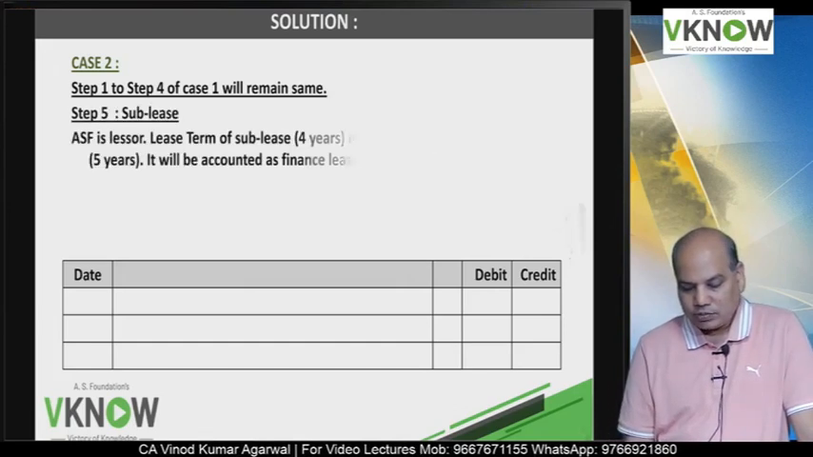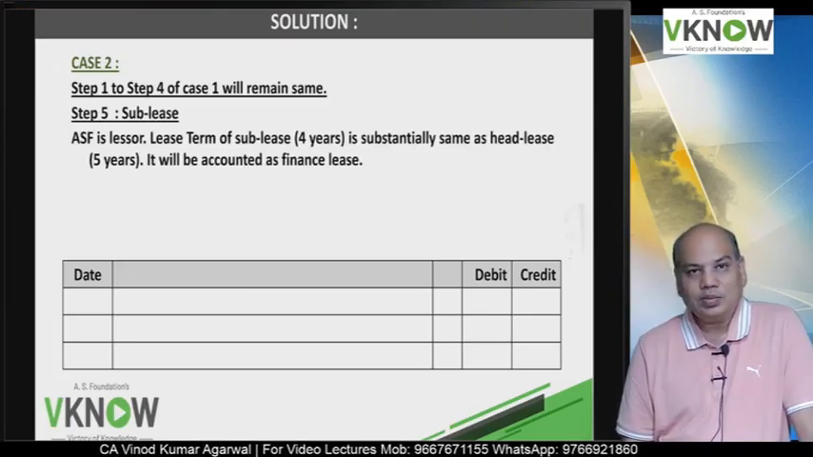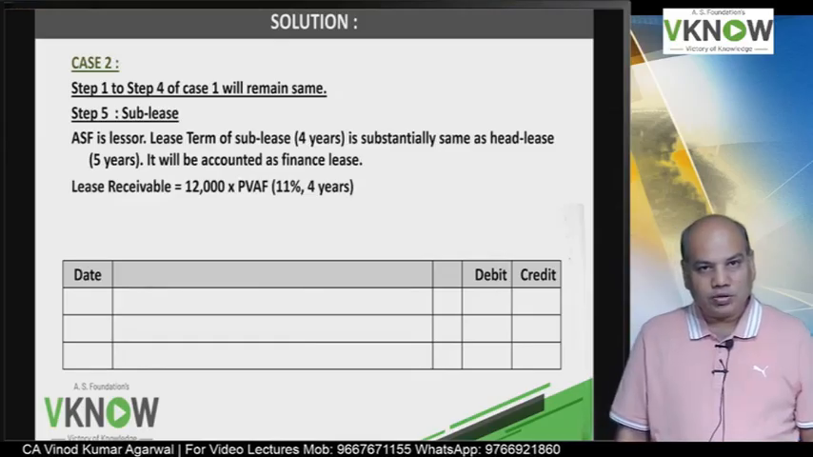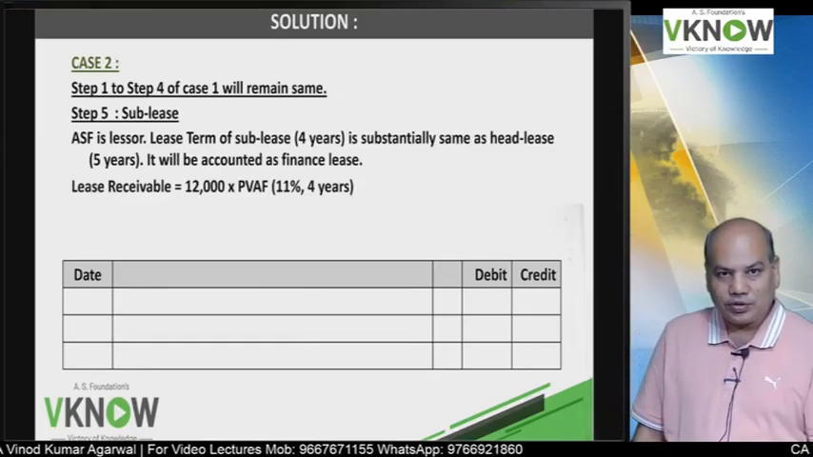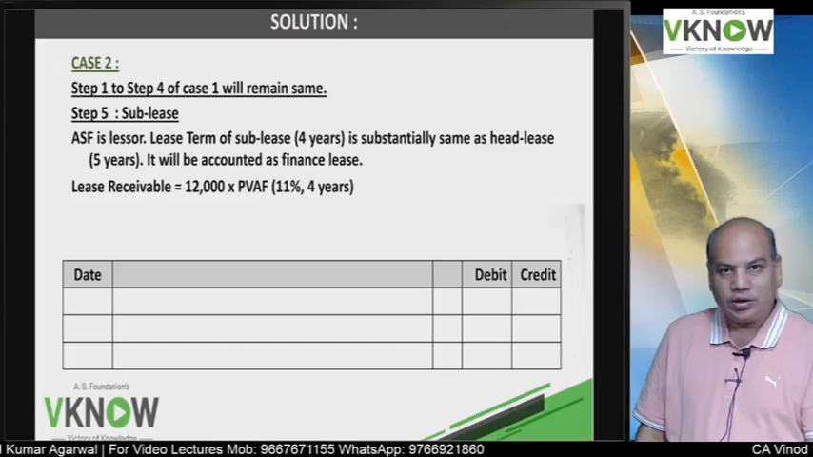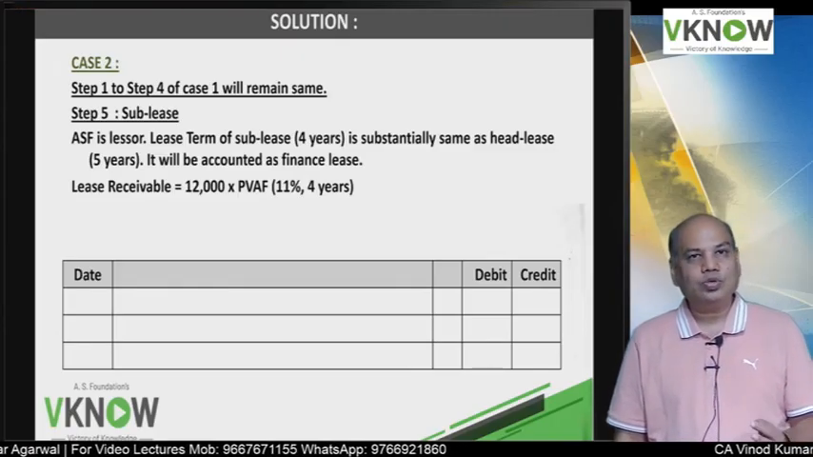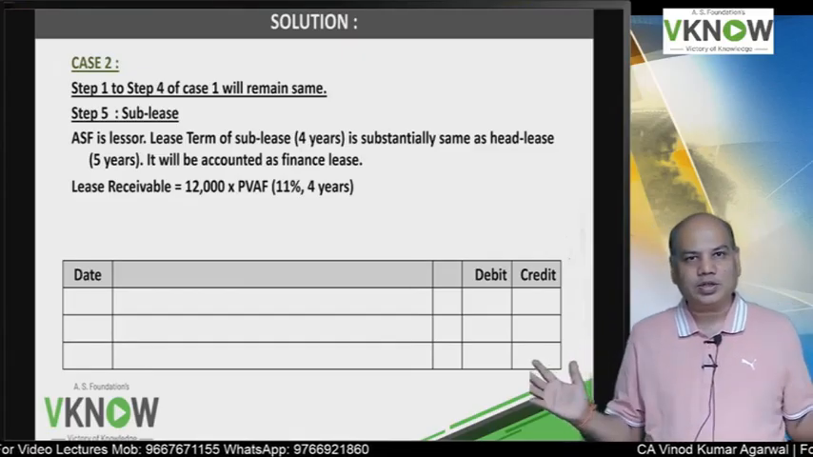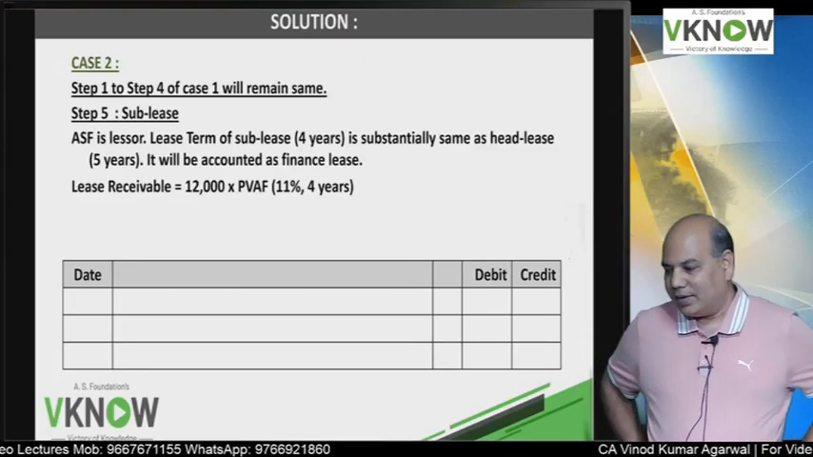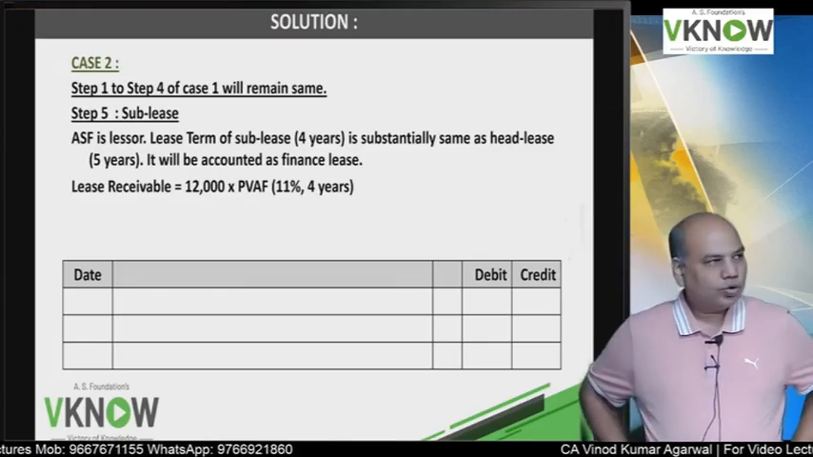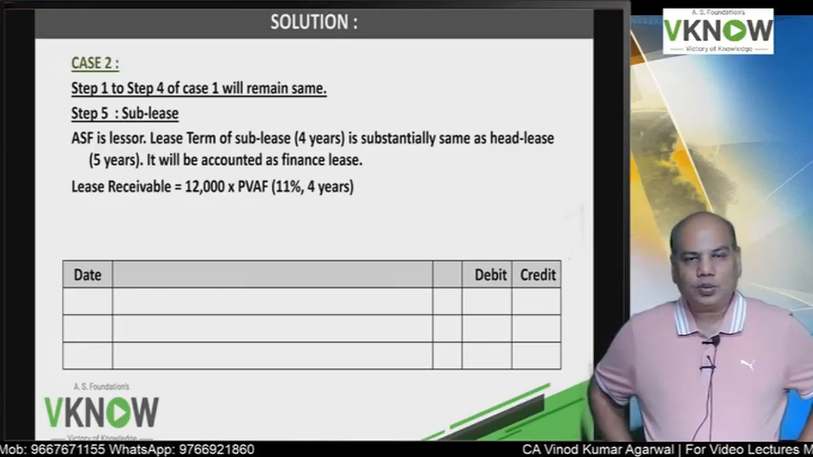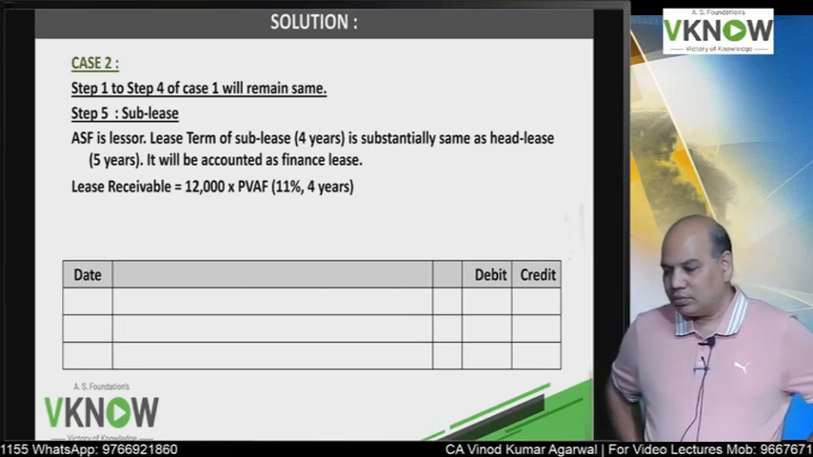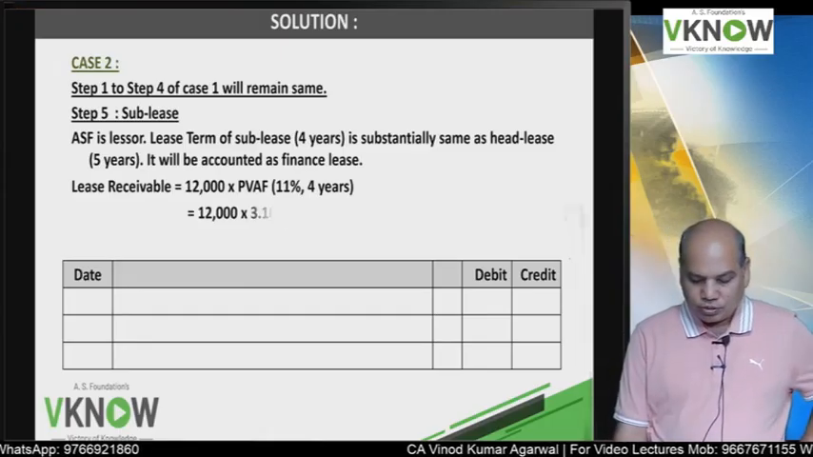Then what will change? The lease receivable amount will change, because now the lease rental is 12,000 and the incremental borrowing rate is 11%. So I will use a lease rental of 12,000 and an incremental borrowing rate of 11%; the remaining discussion remains the same. Please compute the present value of 12,000. I am waiting for your answer. What will be the lease receivable under case 2?